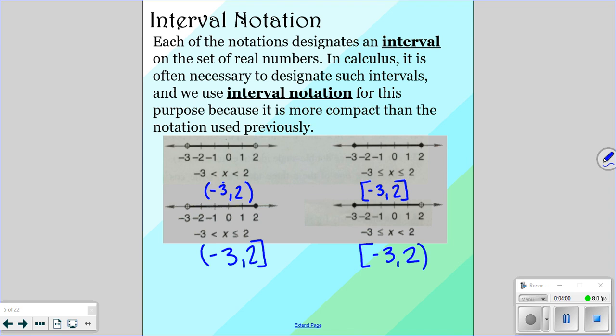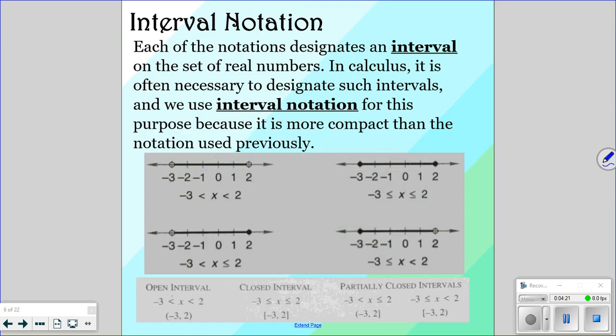For infinity, anytime you use infinity, you're always going to have a parentheses. So if you're saying -infinity to infinity, you're always going to do parentheses. You'll never have brackets with infinity because you can't include infinity because it's just a concept. It's not an actual number. So there's no way for you to include it. Okay? So that's what I just wrote out underneath each one.